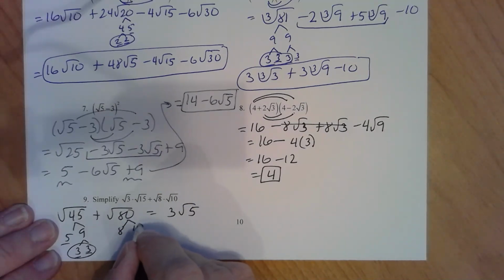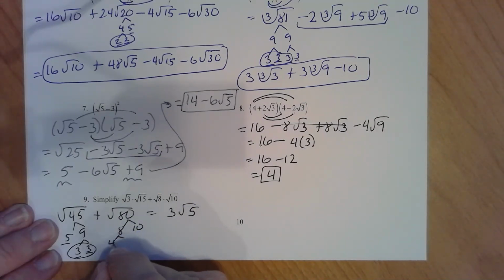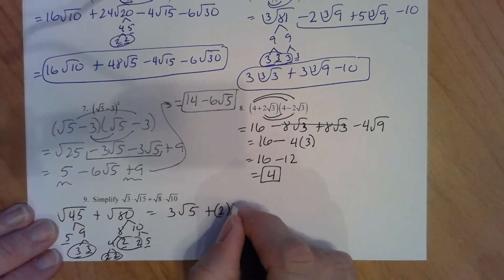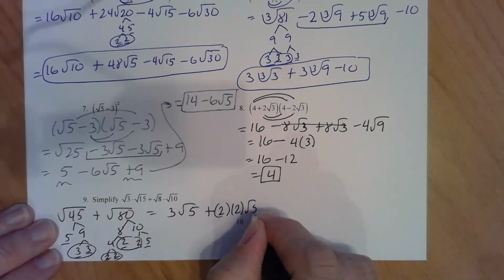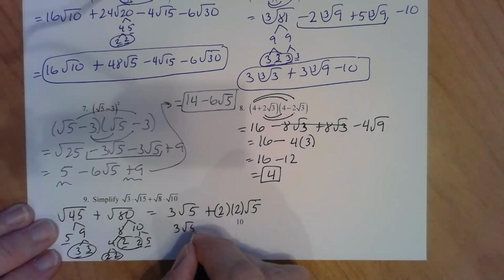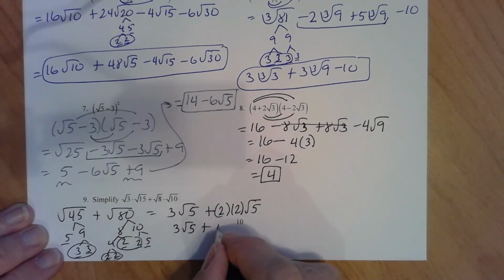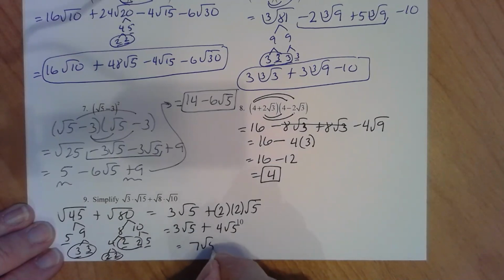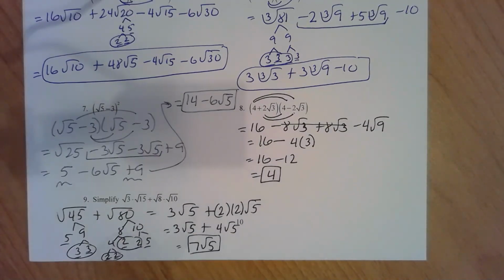80 is 8 times 10. 8 is 4 times 2, and 4 is 2 times 2, and 10 is 2 times 5. So we have a pair of 2's and another pair of 2's. So a 2 comes out, another 2 comes out, and the 5 is left under the radical. So we get 3 square root of 5 plus 4 square root of 5, which ends up being 7 square root of 5. Because remember, when we add or subtract with radicals, we leave the radical unchanged.